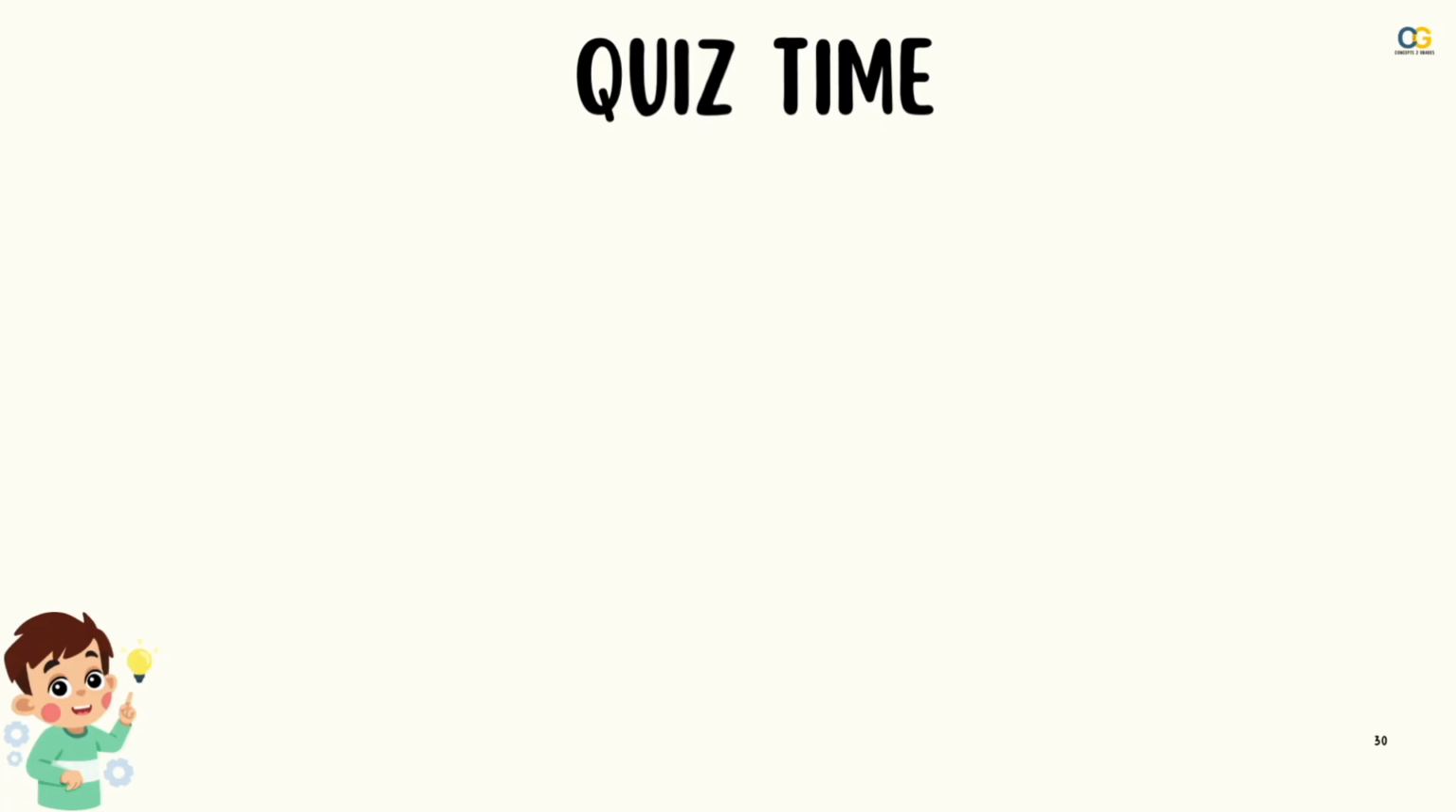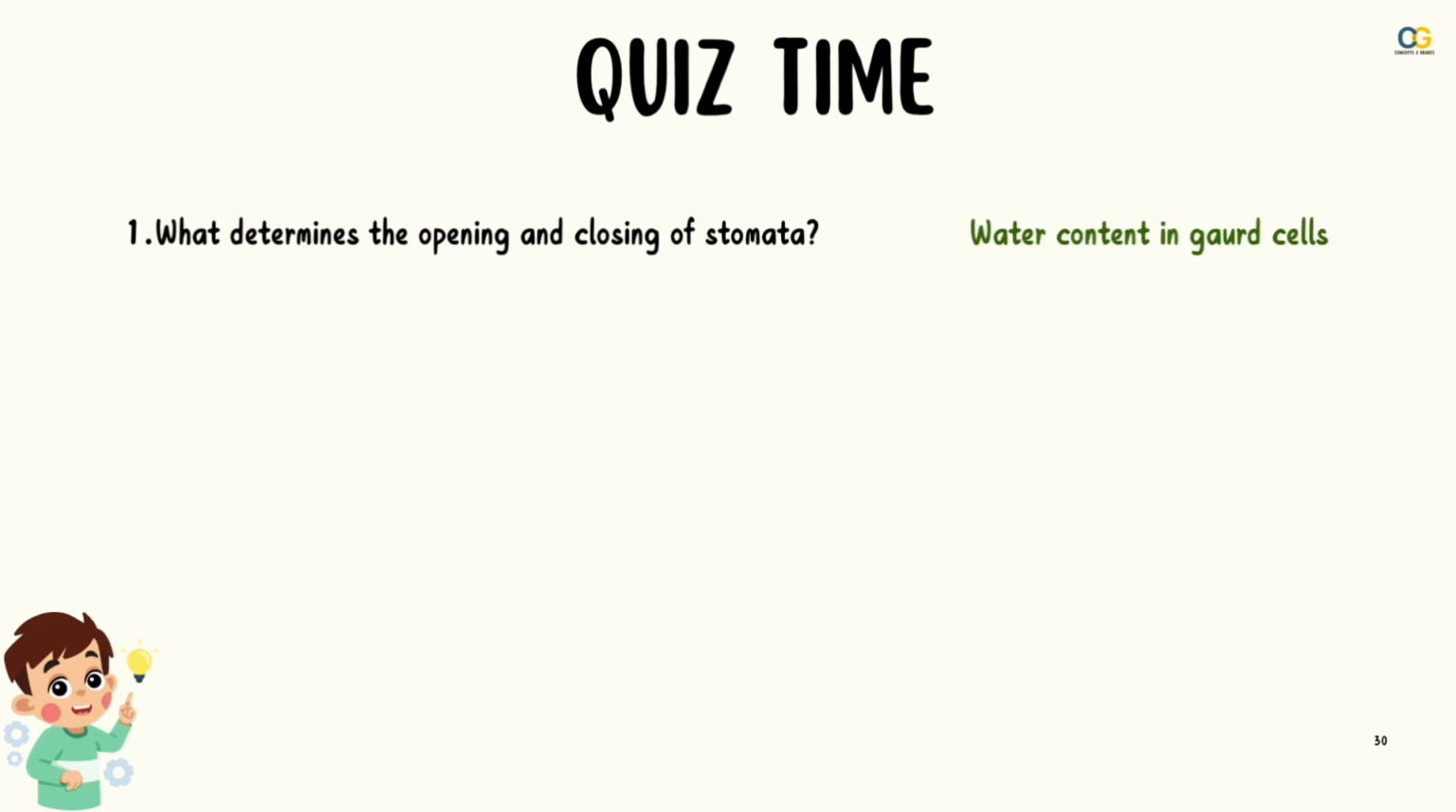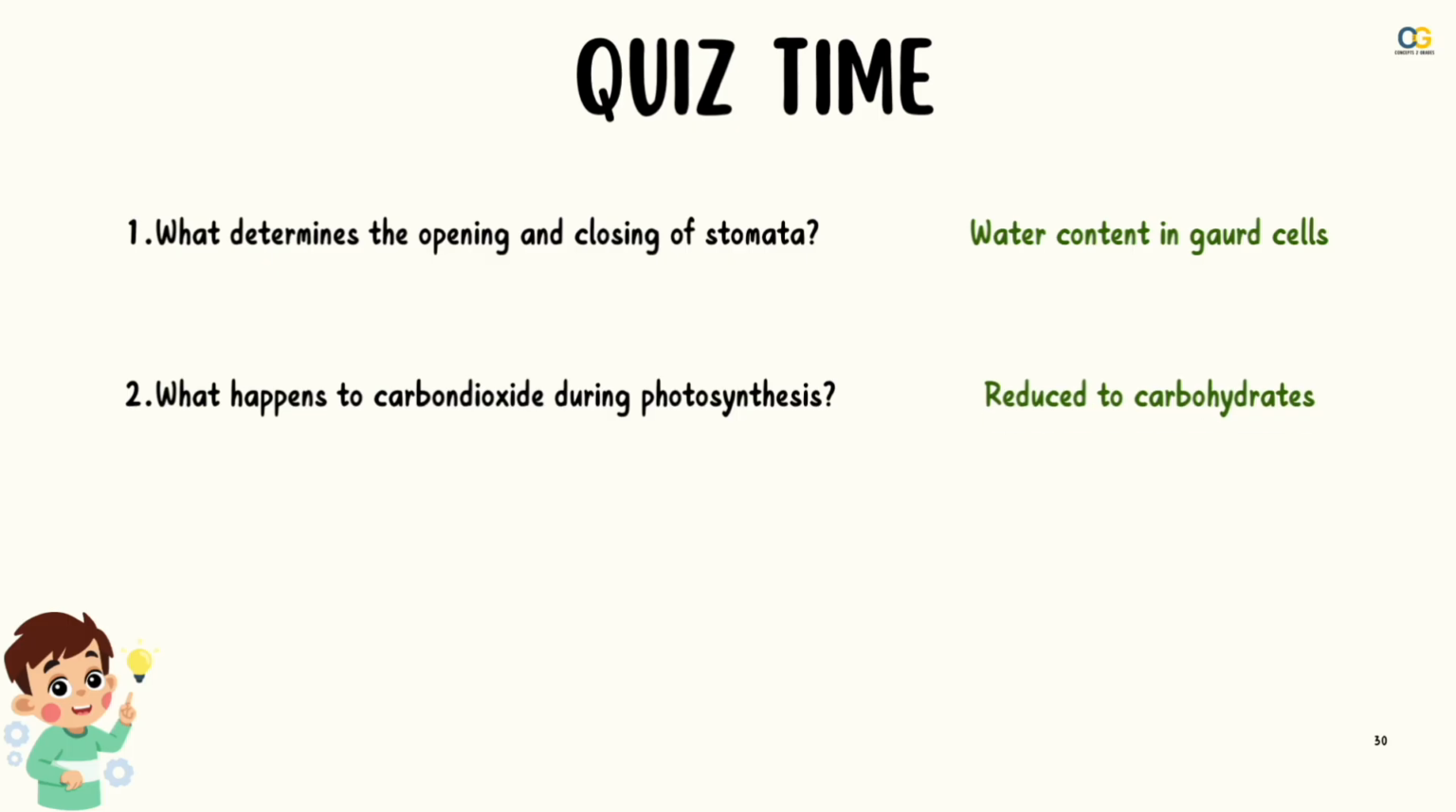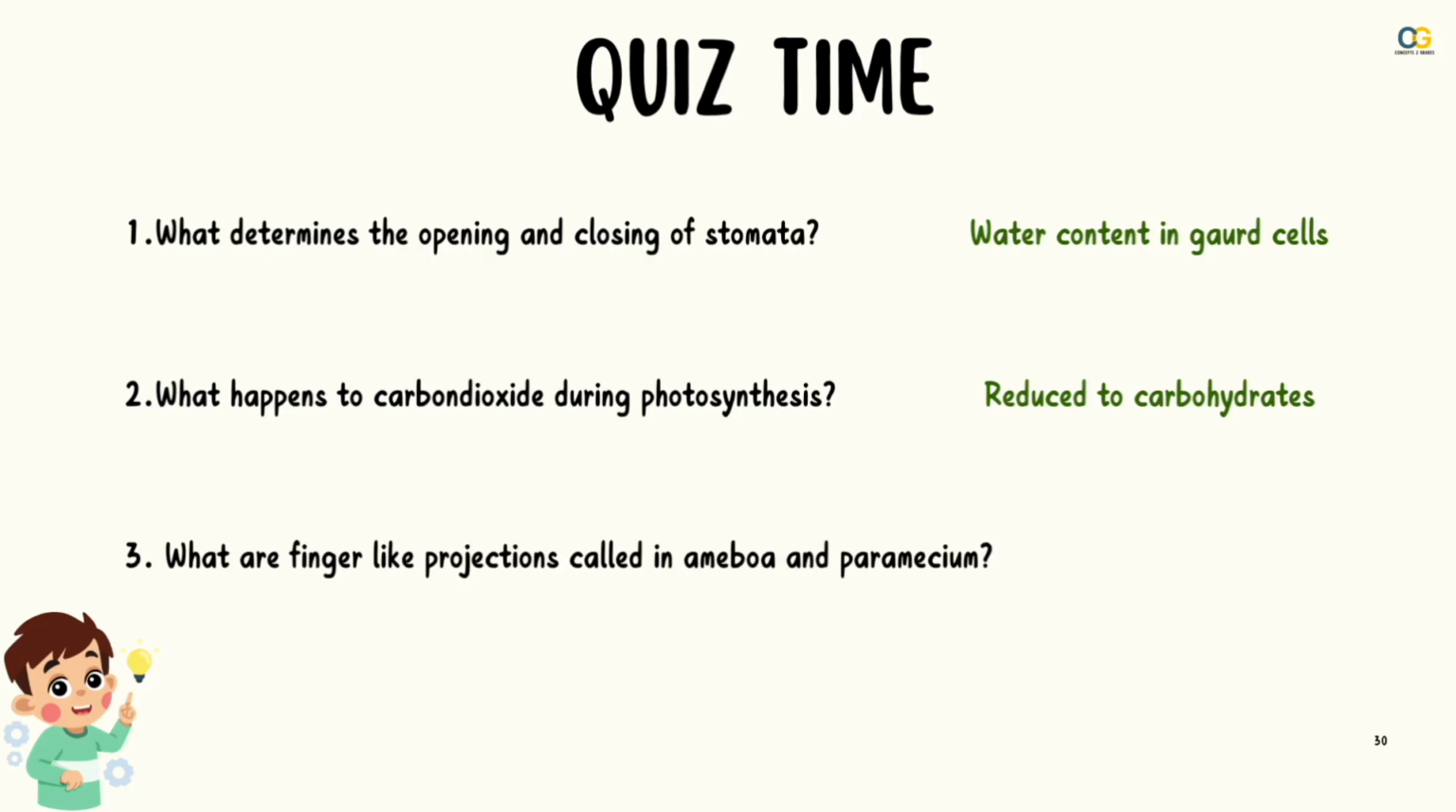Let us try taking a quiz on the topics that we've learned today. You can write the answer in the comment section. What determines the opening and closing of stomata? The right answer would be water content in the guard cells. Second question. What happens to carbon dioxide during photosynthesis? Yes. The right answer is it is reduced to carbohydrates. Third, what are the finger-like projections called in amoeba and paramecium? Well, in amoeba they are called pseudopodia and in paramecium they are called cilia.